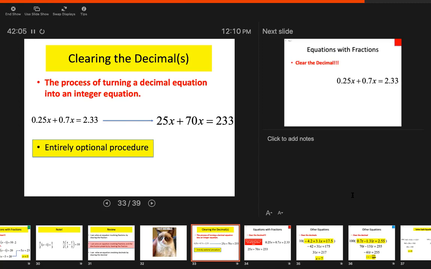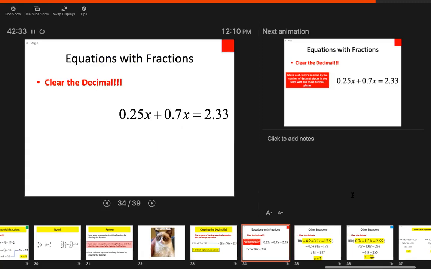Once again, clearing the decimals is optional. If you don't clear it, guess what you've got to do? You've got to solve this one with decimals. Most people would choose to solve this one instead. It isn't required. I'm not going to mark you wrong if you don't do it. I'm not even going to mark you wrong if you don't do tonight's homework. You're like, I'm doing it my way, I'm going to deal with fractions, I'm going to deal with decimals. How about it? I applaud you for doing it the hard way.